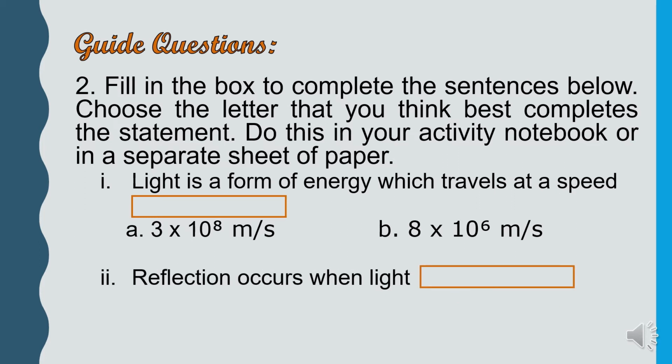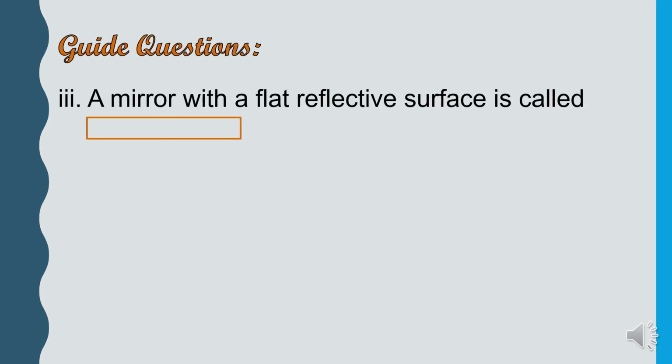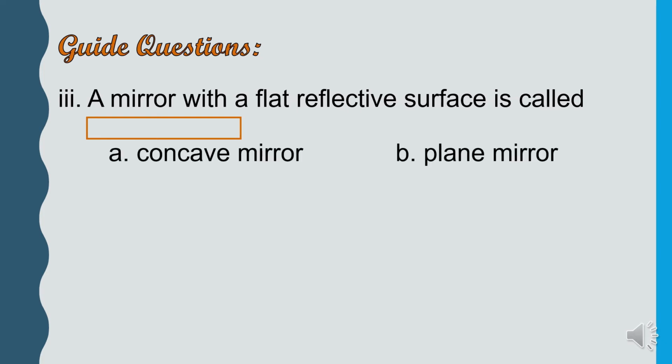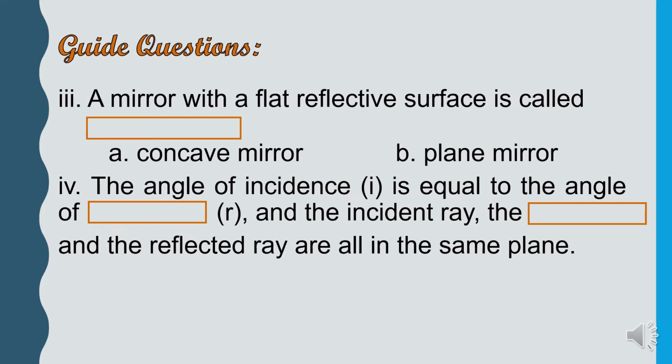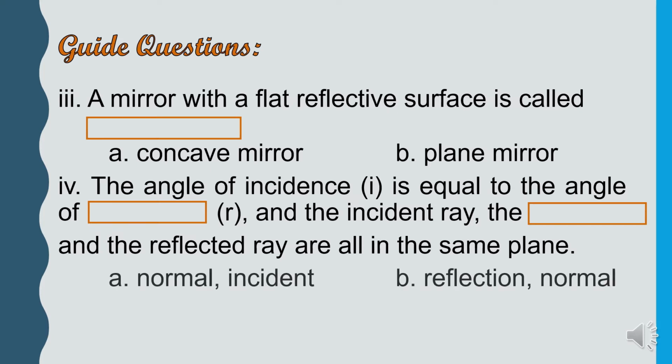2. Reflection occurs when light blank. A. Bounces. B. Transmitted. 3. A mirror with a flat reflective surface is called blank. A. Concave mirror. B. Plane mirror. 4. The angle of incidence is equal to the angle of blank, and the incident ray, the blank, and the reflected ray are all in the same plane. A. Normal, incident. B. Reflection, normal.